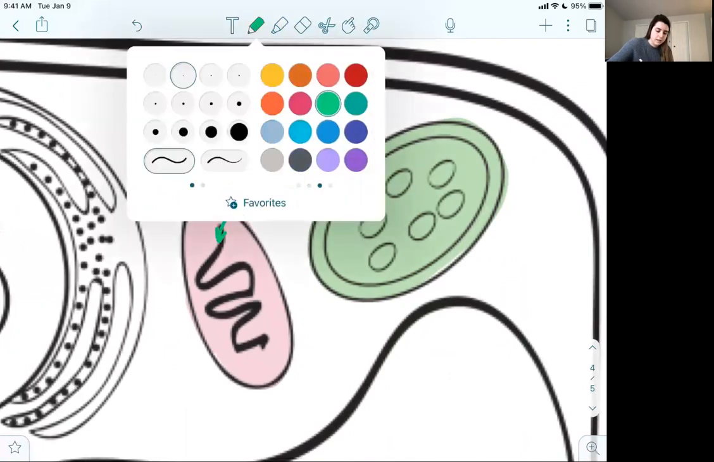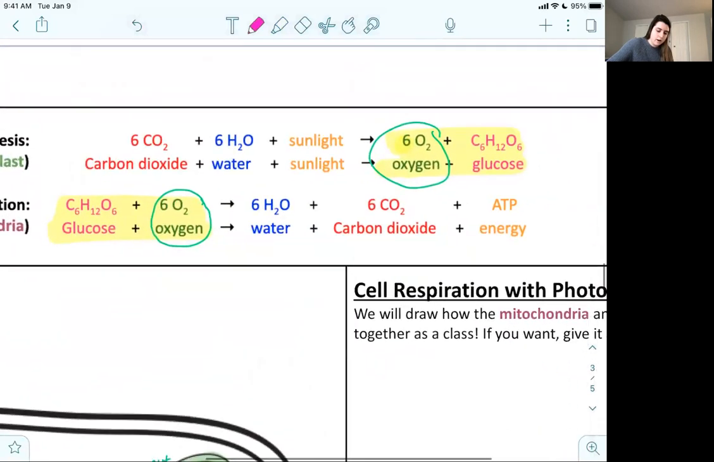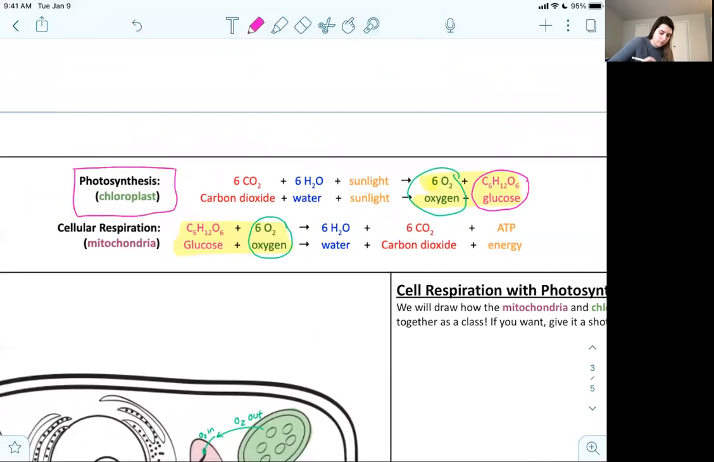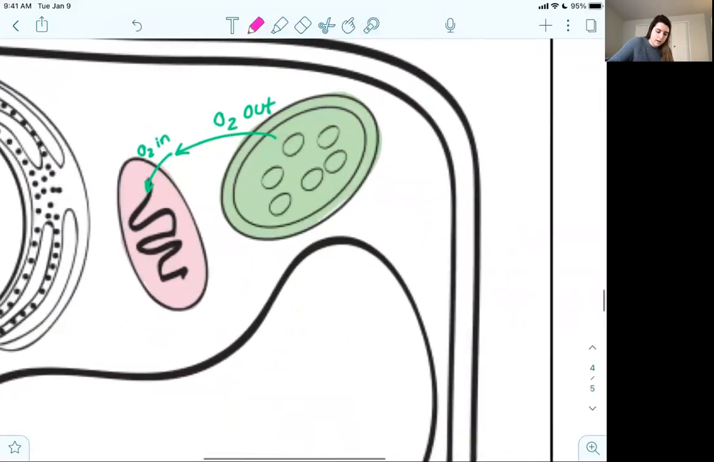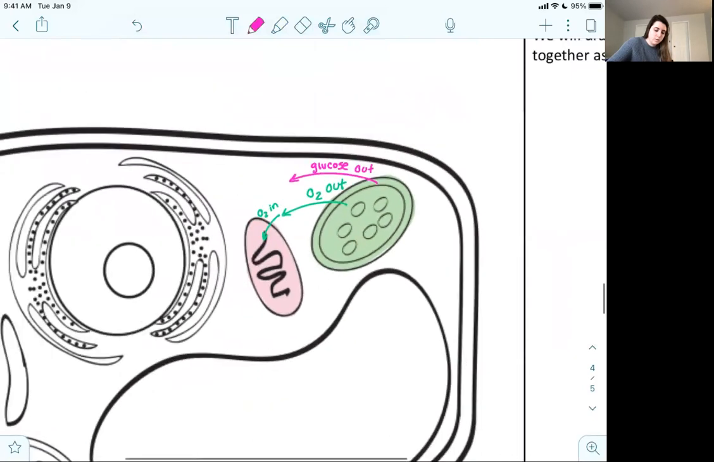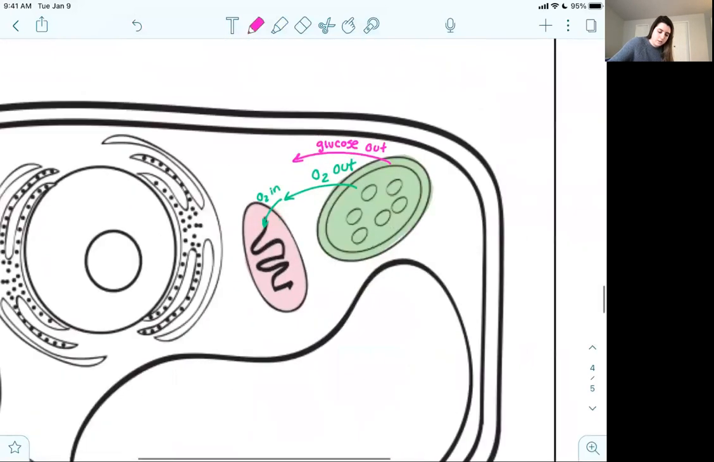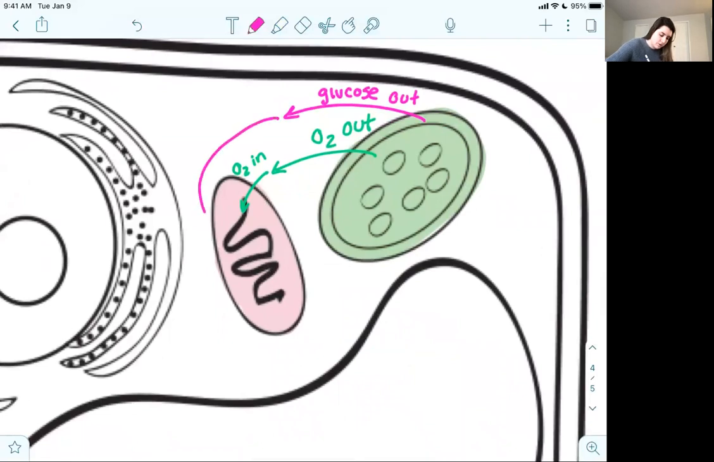The second thing that we need to take a look at here is our glucose. Again, we know that our glucose right here is an output of this process of photosynthesis happening in the chloroplast. So I'm going to draw another arrow here, exiting my chloroplast. We have glucose out. And we also know that glucose is an input of cellular respiration happening in the mitochondria. So that glucose can head right into our mitochondria. I will write glucose in here.